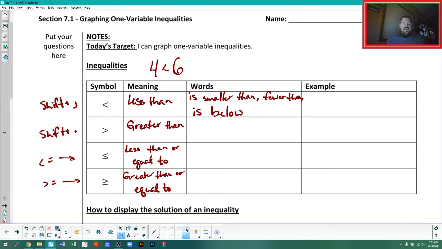And then as far as an example goes, as a one variable inequality example, we might have something like x is less than -5. Okay. Let's see the next one here, greater than. We could say the opposite of what we have, is larger than. Maybe I would say is more than.